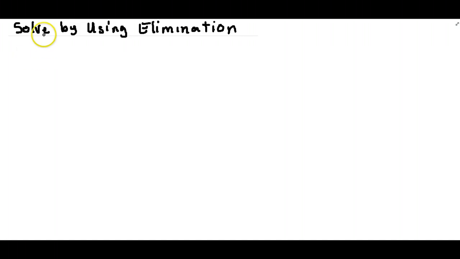This is a continuation of 3-2. We're on page 118. This time we're going to solve by using elimination. So the elimination method: using this method, we will eliminate one of the variables by adding or subtracting the equations. When you add two true equations, the result is an equation that is also true. Okay, what does this mean?